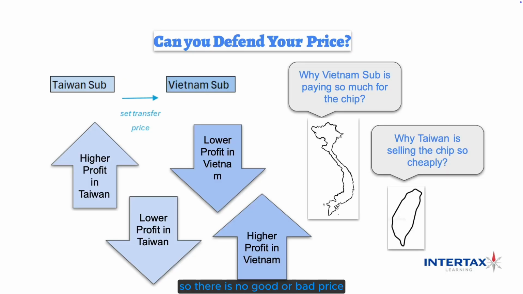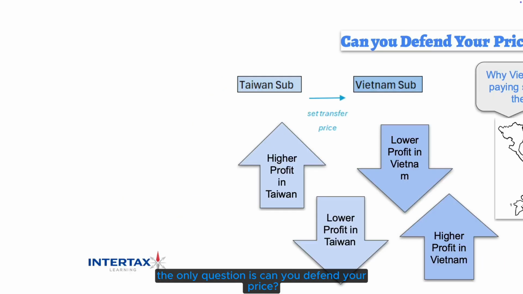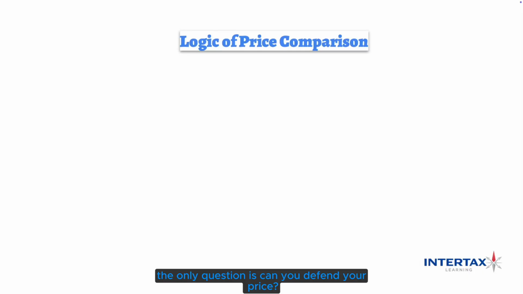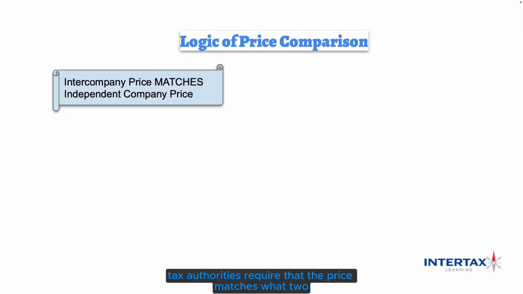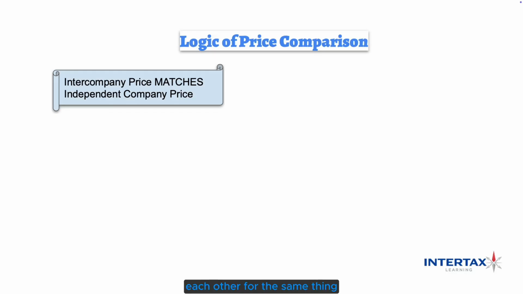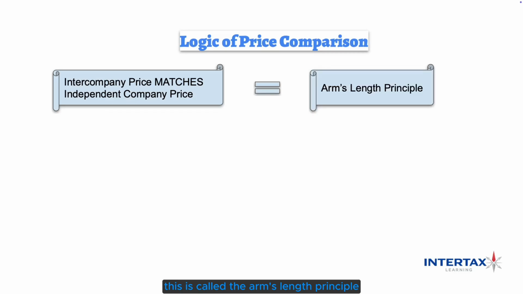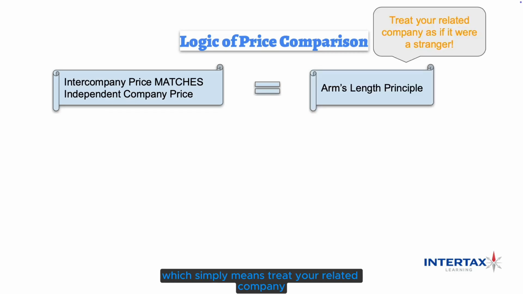So there is no good or bad price. The only question is, can you defend your price? Tax authorities require that the price matches what 2 independent companies would have charged each other for the same thing. This is called the arm's length principle, which simply means treat your related company as if it were a stranger.